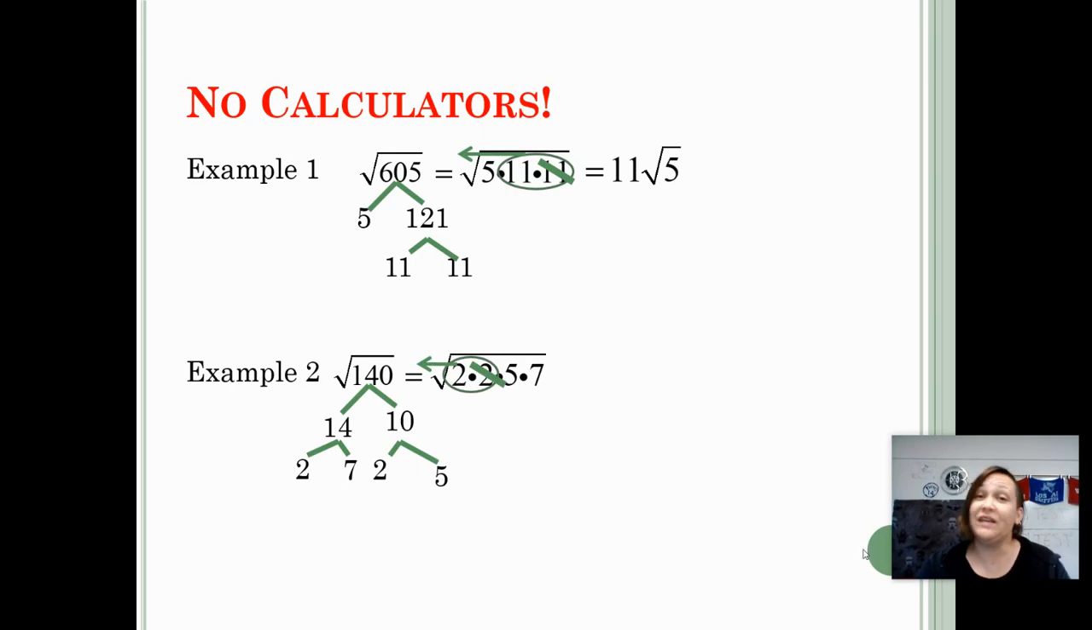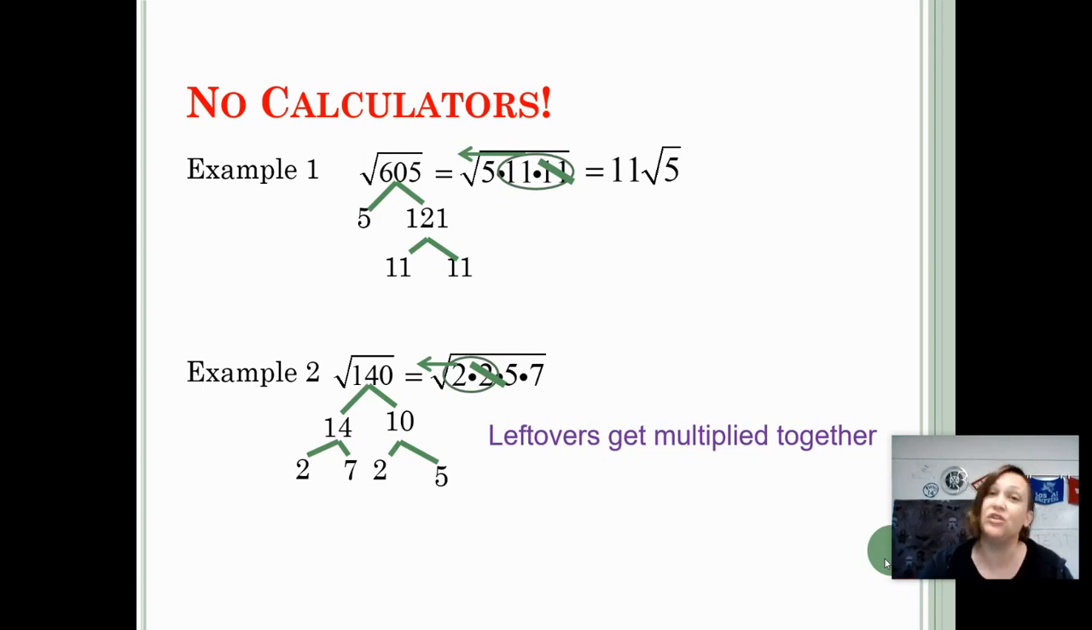Now the 5 and the 7 are not a pair of numbers because they're not exactly the same. So both of those will need to stay underneath the radical. And since they're both staying underneath the radical, I am going to re-multiply them together under the radical symbol. So I'll have a 2 on the outside and then 35 on the inside.